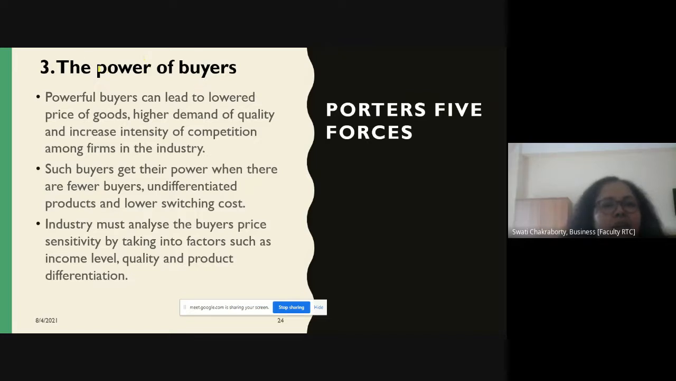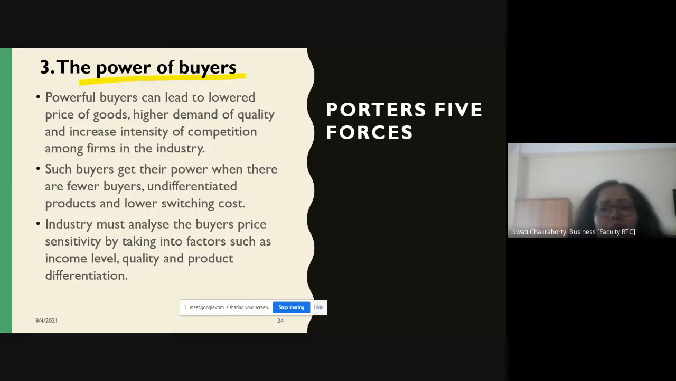Okay. The third one that is coming up is the power of buyers. Now, buyers can be powerful. What happens with powerful buyers? They would negotiate, so you have to reduce the prices, and they demand higher quality. There can also be increased intensity of competition amongst firms, because every firm would want to capitalize and capture those buyers, right?